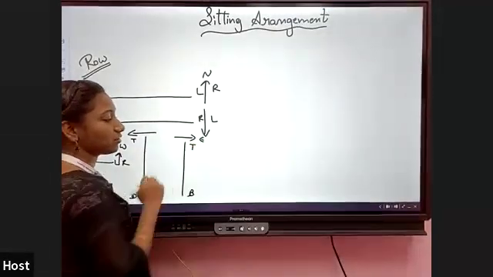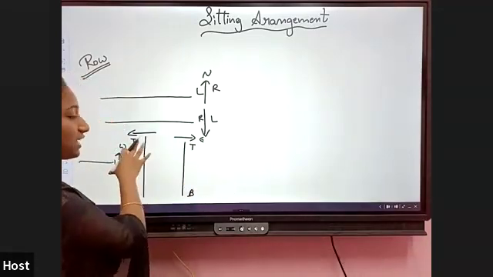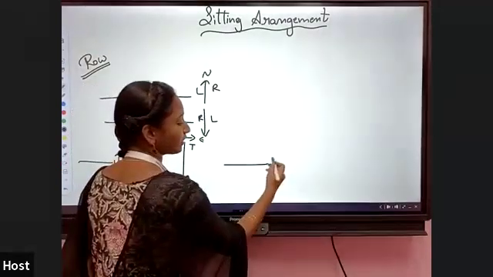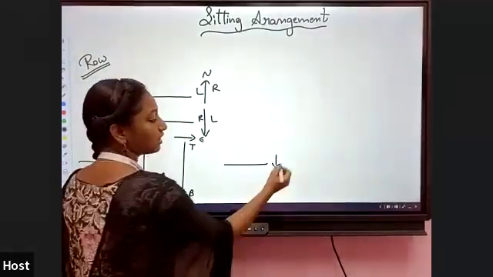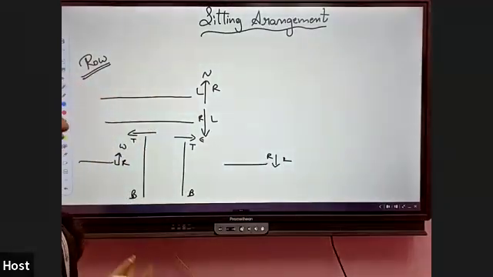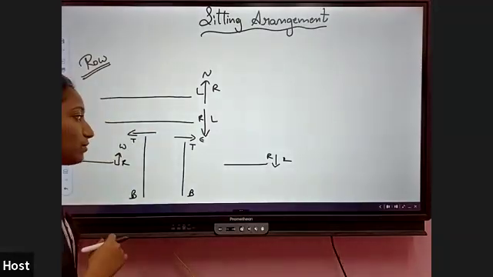Here for east also, I will take it as clockwise. If we take this as clockwise, this also we should take as clockwise. So for this, clockwise means south. This is right and this is left. Like this you can do the following problems.